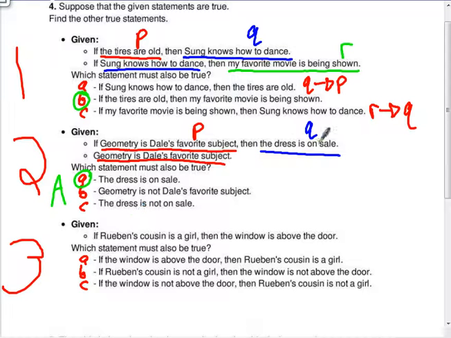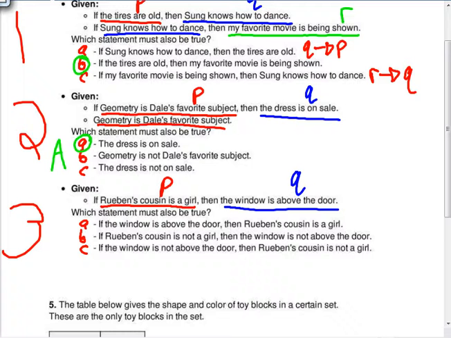Alright, in that last one, I only see one if-then statement, so it's not going to be detachment, it's not going to be syllogism. It just says, if Ruben's cousin is a girl, then the window is above the door. So you're only going to be able to answer this one using logically equivalent statements. So if this is the regular original conditional if-then, you're looking for the contrapositive. That's the only one that's going to be true. So look for the contrapositive. So the window being above the door was the original conclusion, so we need to negate that. The window is not above the door, and that's going to come first. So look for the one that mentions that the window is not above the door.